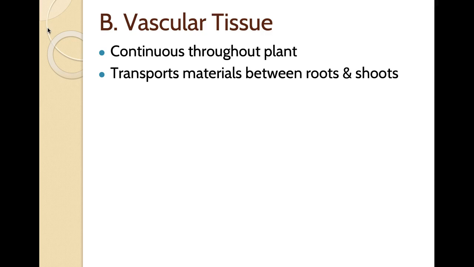Now, there are specific names for vascular tissue, xylem and phloem. Now, the xylem helps to get materials to go up into that shoot system. The phloem gets materials to go down into the root system.